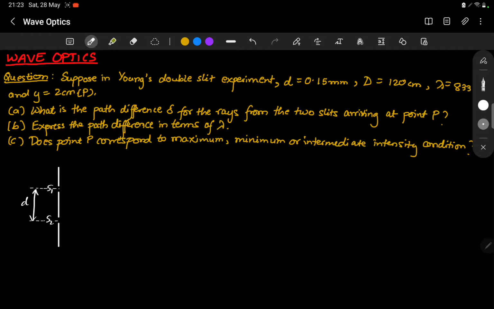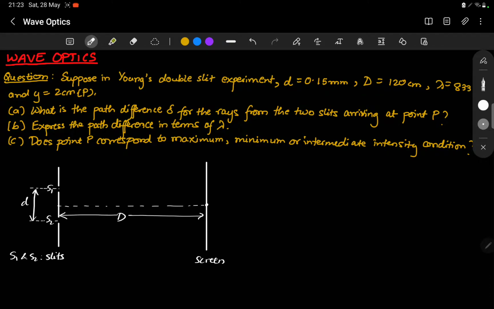Then we have a screen where we want to see the interference pattern. So this is S1 and S2, the slits. This is the screen, and this screen is at a certain distance. This distance is capital D. So we are given that capital D is 120 centimeters.